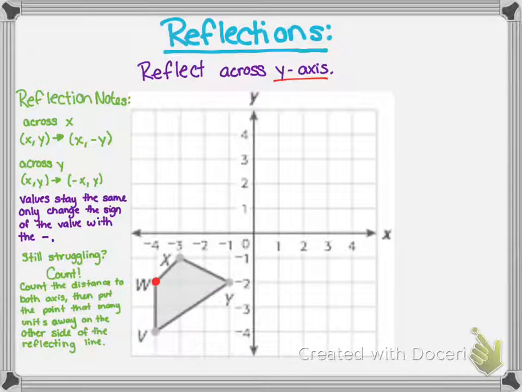Alright, so we are being asked to find the coordinate after reflecting across the y-axis. The point we're going to be using is what's marked in red on our coordinate plane, which here happens to be W. Before getting into any of those rules or how to actually find your new coordinate after reflecting, we need to figure out where we're starting from.